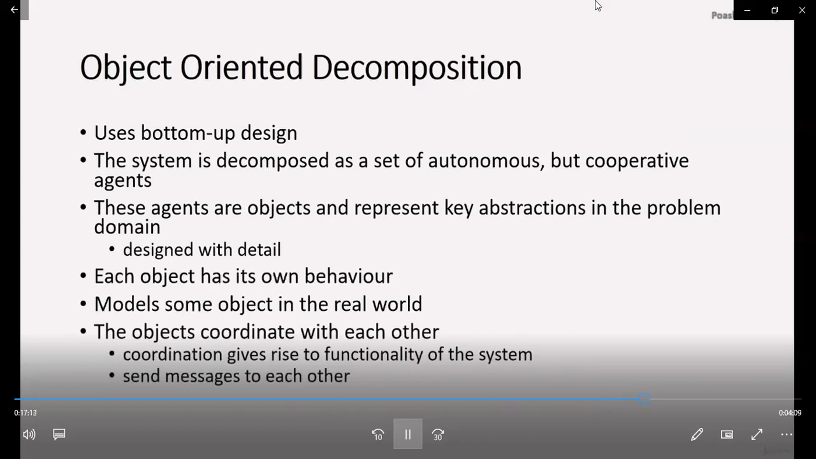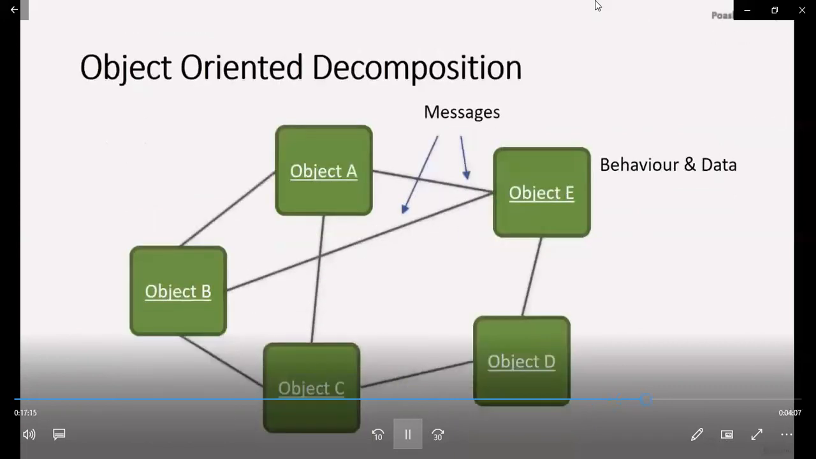So if this is a system made up of object-oriented decomposition, all these boxes represent unique objects, and these objects communicate with each other by sending messages. Each object has its own behavior and data. As mentioned earlier, this is based on the separation of concerns.